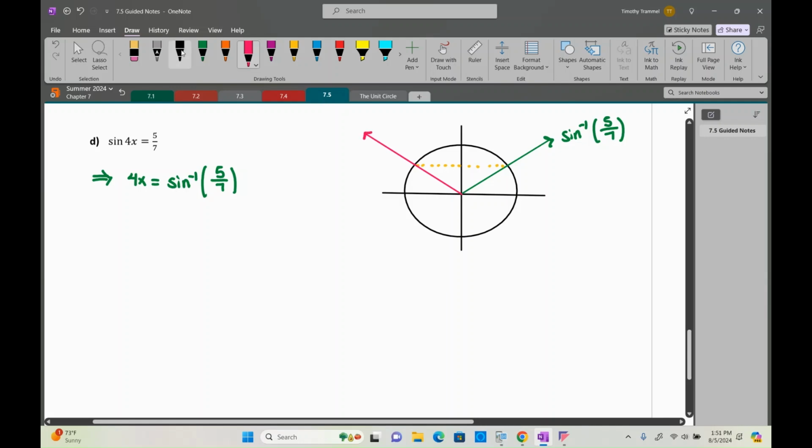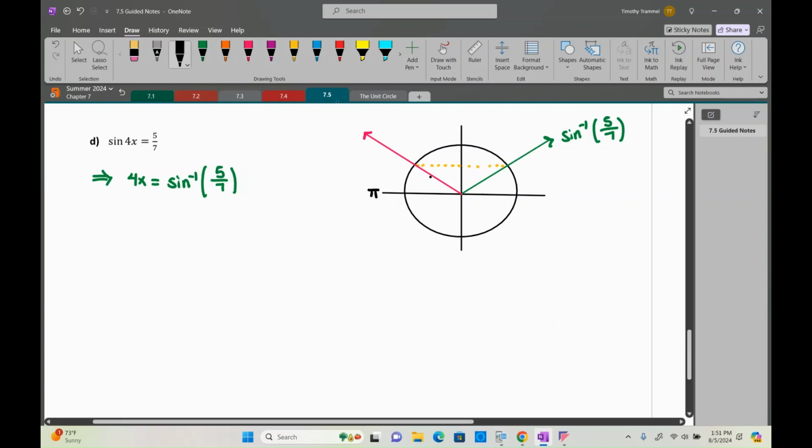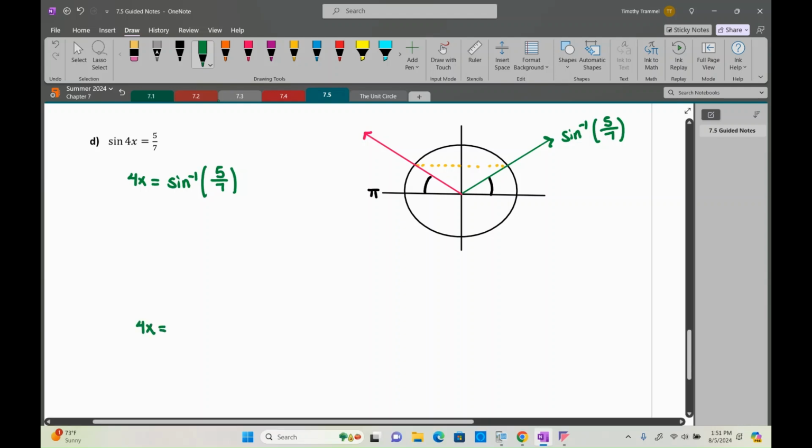And so to get this one, we just need to note that this angle here is pi, right? Half a revolution is pi. And that this angle here is actually the exact same as this angle here. Okay. So if I want to find that pink angle, I could say that it is equal to pi minus sine inverse of 5/7. That will leave me with the pink angle.